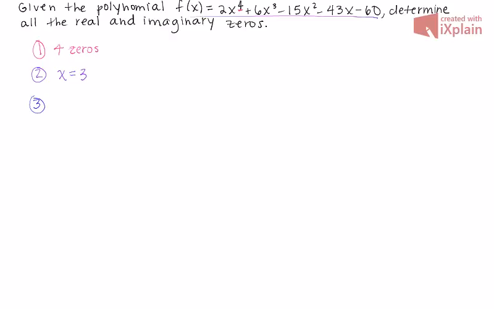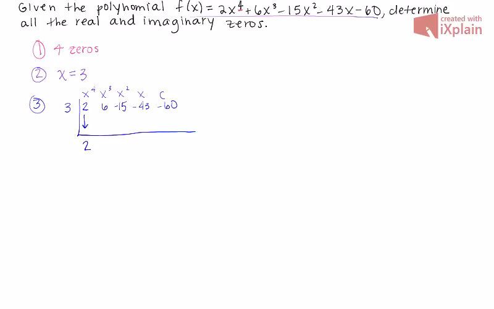Since x equals 3 is a zero of this polynomial, when you're doing synthetic division, your remainder should always be 0. This is a quartic, so on top I'm going to have x to the fourth, x cubed, x squared, x, and my constant. My coefficients are 2, 6, negative 15, negative 43, and a constant of negative 60. So for synthetic, step 1 is to carry down the 2.